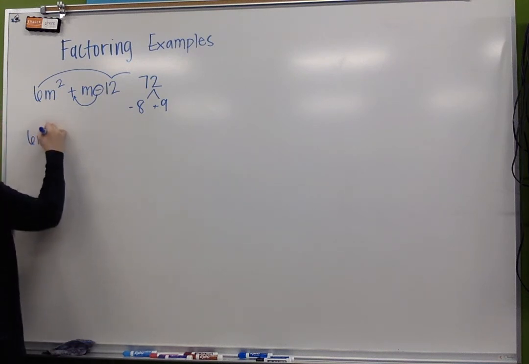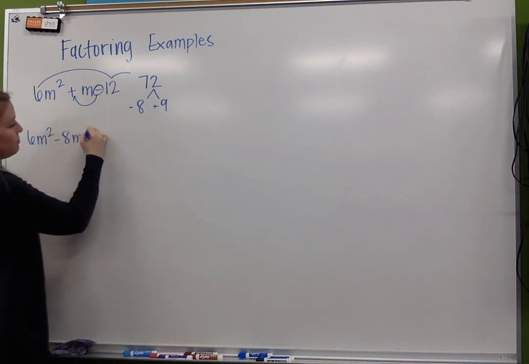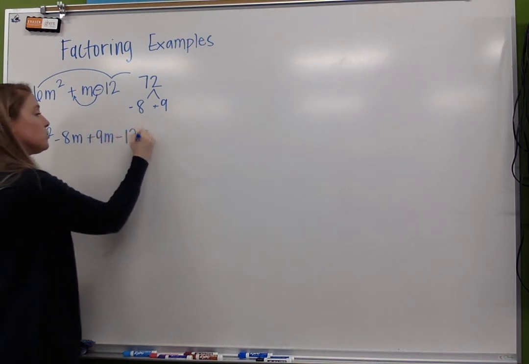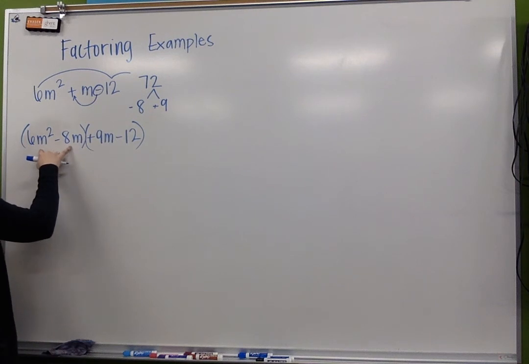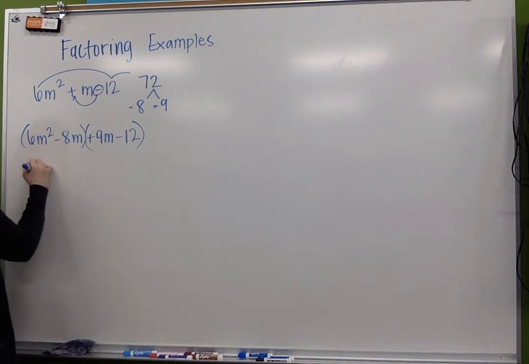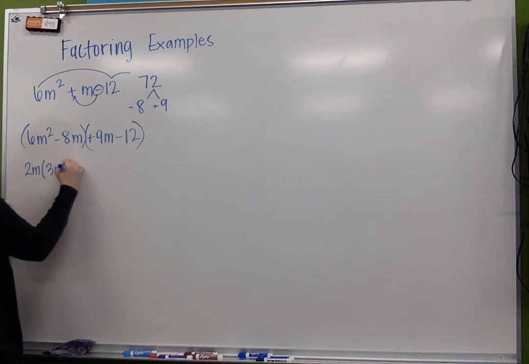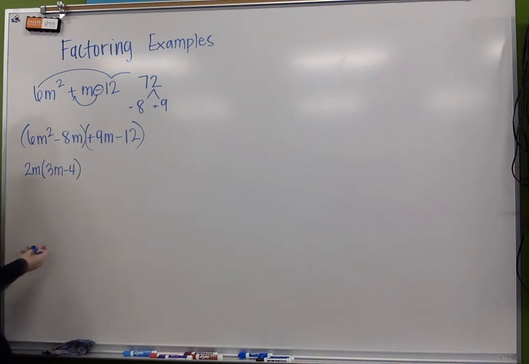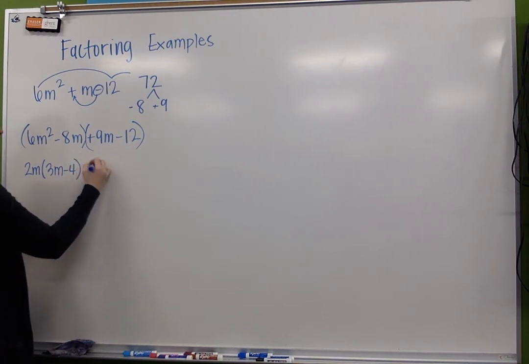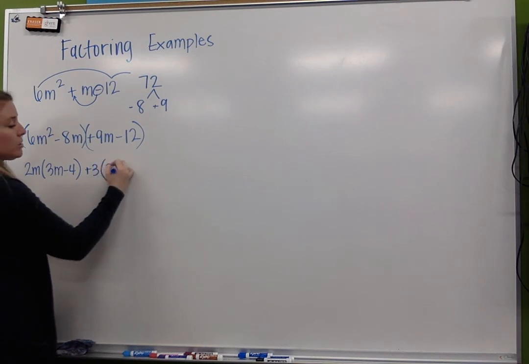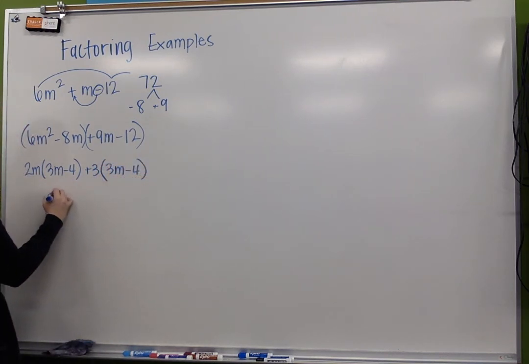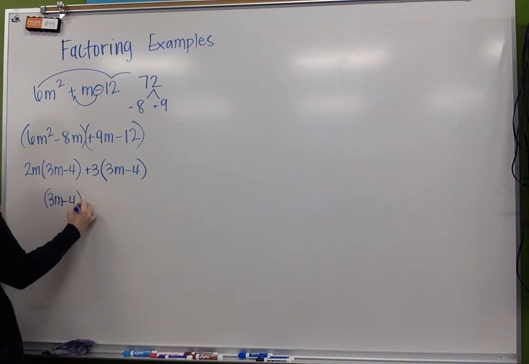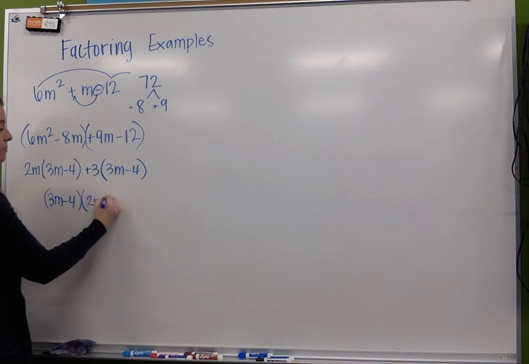So I'm going to do 6m squared minus 8m plus 9m minus 12, and I group. 6m squared and 8m, we have a 2m in common, which leaves me with 3m minus 4. 9m and 12, I have a 3 in common, which leaves me with 3m minus 4. So here they match, and I'm left with a 2m plus 3.